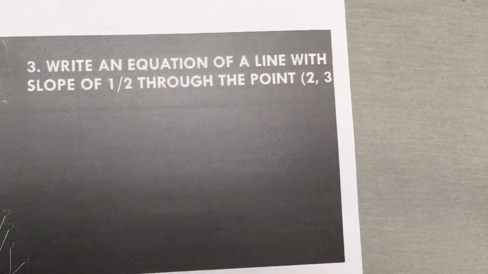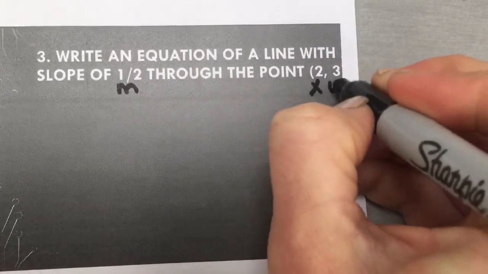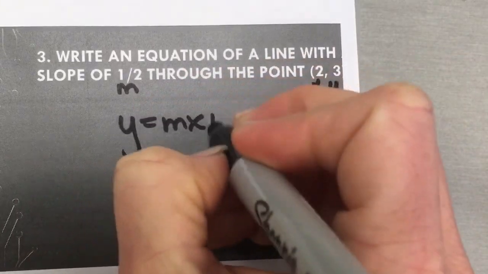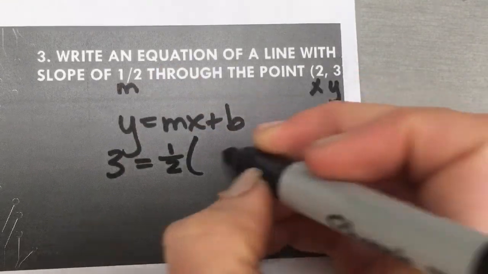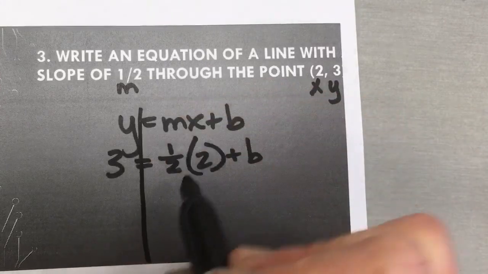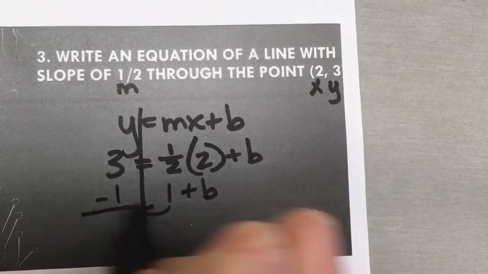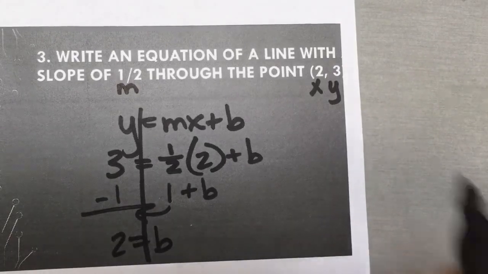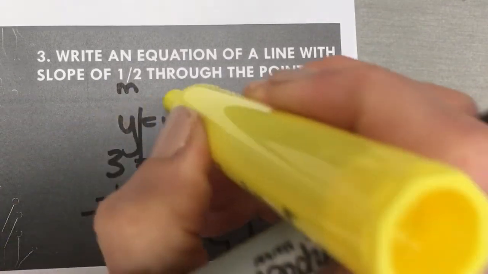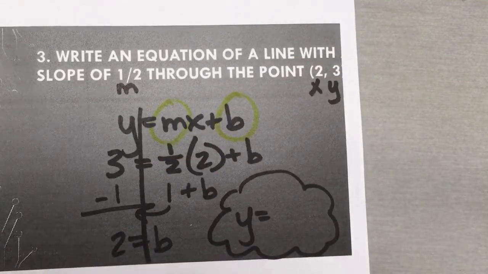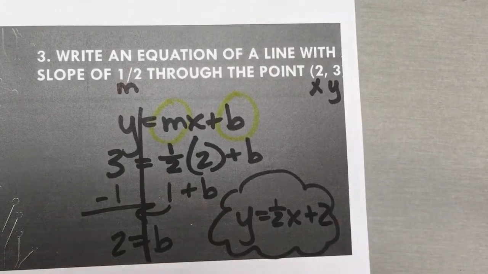Number 3, write the equation of a line with a slope of 1/2 through the point 2, 3. So that's your m, and you label this x and y. We're doing y equals mx plus b. So you plug 3 in for y, you plug 1/2 in for m, 2 in for x, and you put plus b. You multiply these, that gives you 1. And then you move 1 over. 1 was positive, so you subtract it, so you get 2 equals b. Your final answer is y equals, you plug in for your mountain bike. Well, the m is 1/2, and your b is 2.